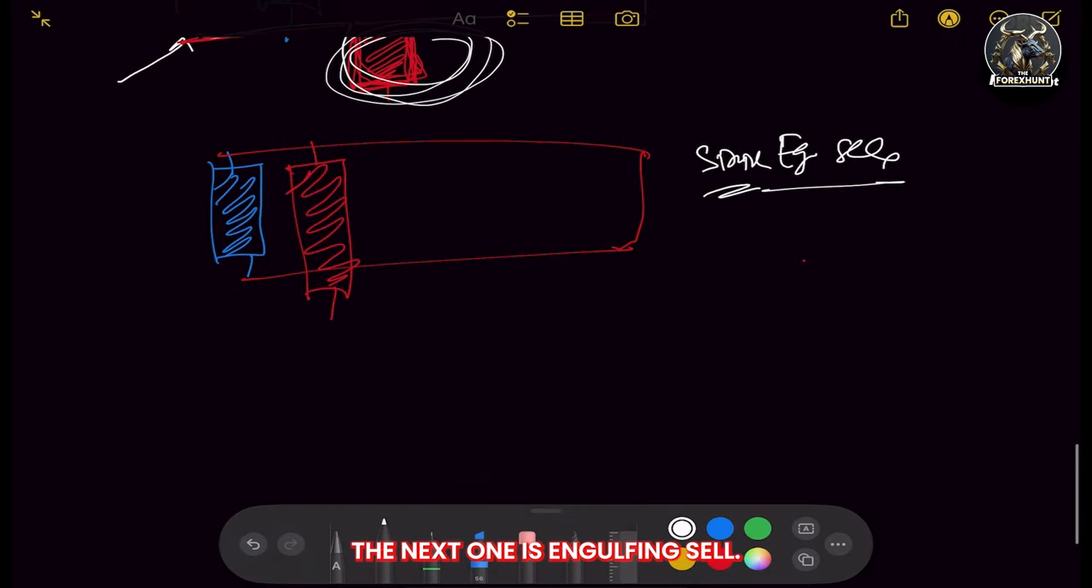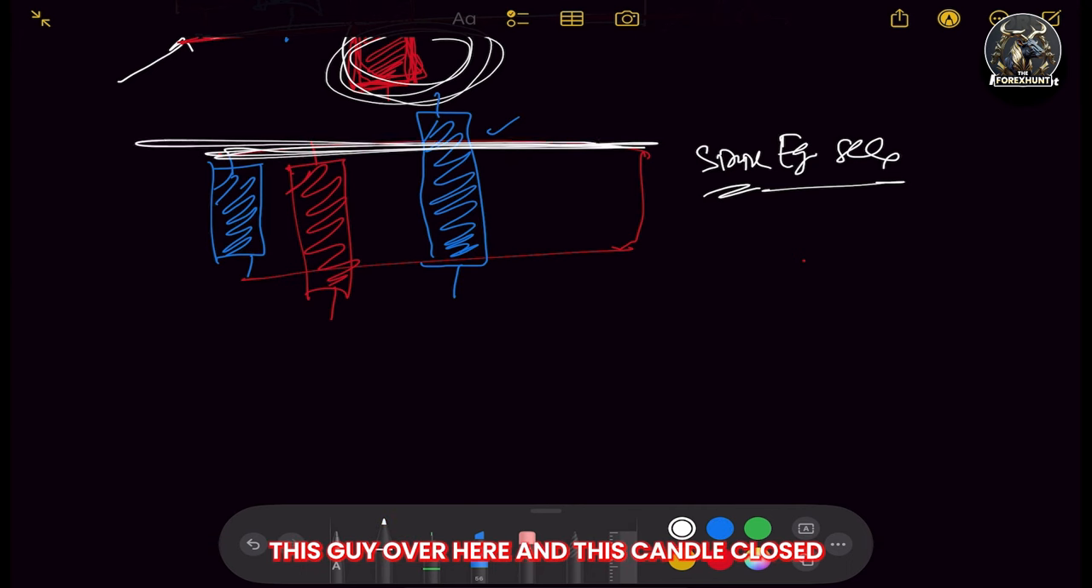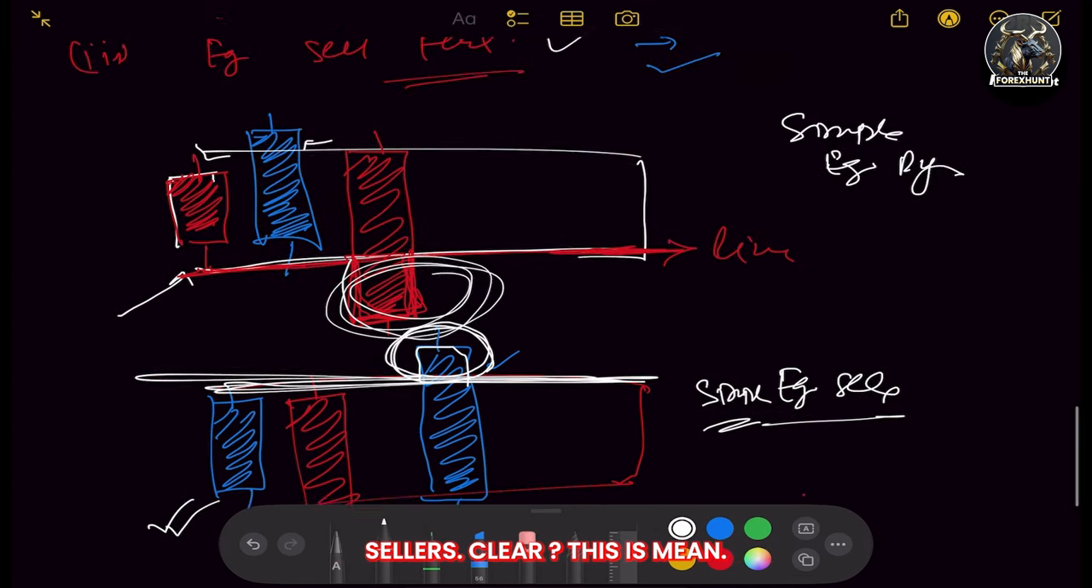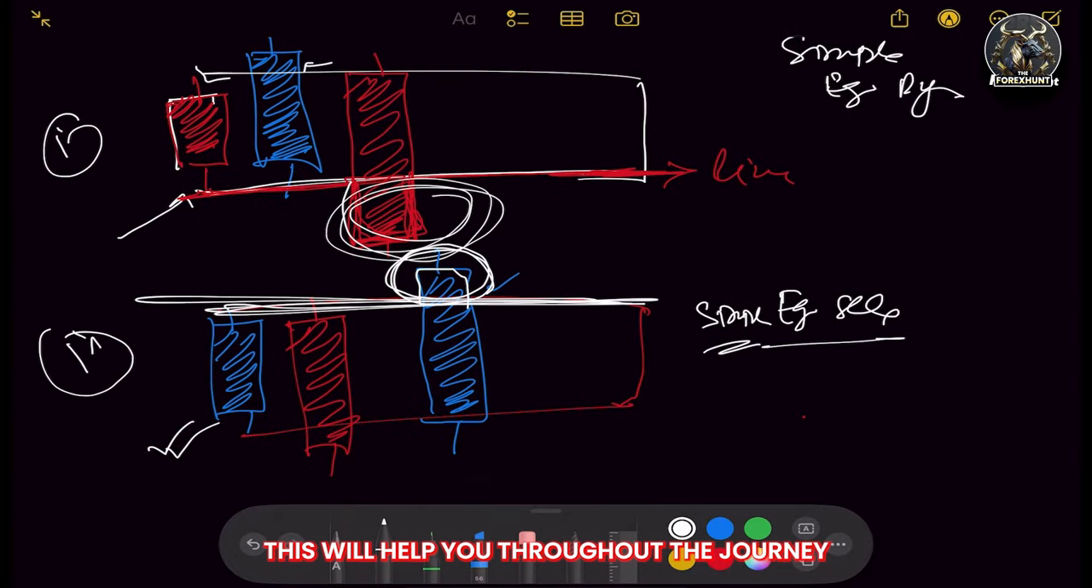Okay, the next one is engulfing sell. When an engulfing sell is broken by a candle closing outside the zone, like this, this candle closed above the zone, this becomes a sell fail, which means the sellers have now turned into buyers. And in case of an engulfing buy fail, it means the buyers have turned into sellers. Clear? So this is the main point. Please practice it again and again. This is a very important topic. It will help you throughout the journey.